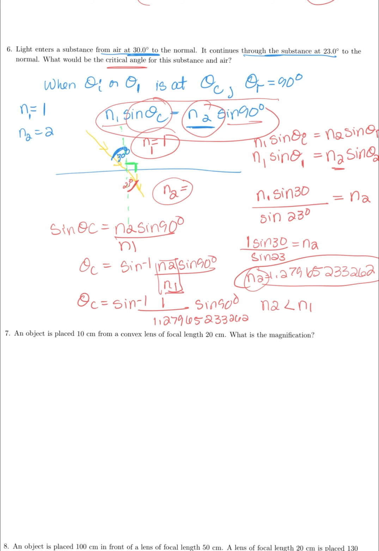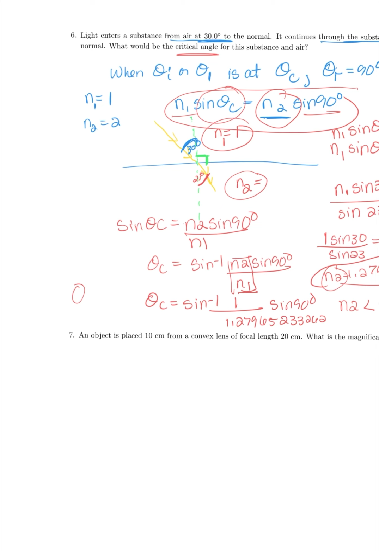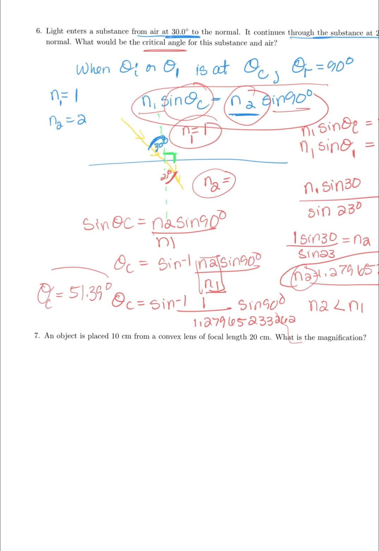So let's put that in our calculator. When I put this in my calculator, I get that the critical angle equals 51.39 degrees. And say you don't remember that N2 is supposed to be less than N1. It's not really that big of a deal, because N2 must be less than N1, so if N2 is bigger than N1, you're going to get an error in your calculator and it won't work anyways. And so you'll know, oh yeah, I need to switch it.